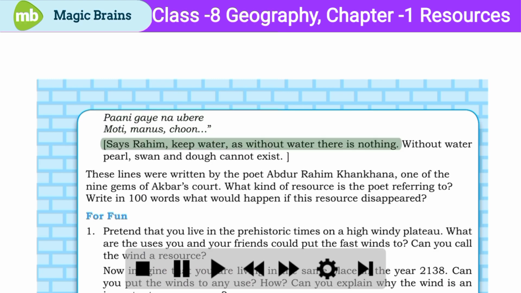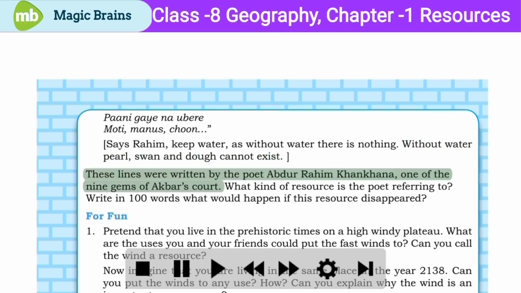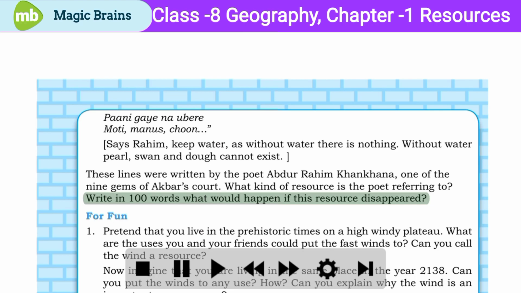Third, activity. Says Rahim, keep water, as without water there is nothing. Without water, pearl, swan and dove cannot exist. These lines were written by the poet Abdur Rahim Khan Khana, one of the 9 gems of Akbar's court. What kind of resource is the poet referring to? Write in 100 words. What would happen if this resource disappeared?